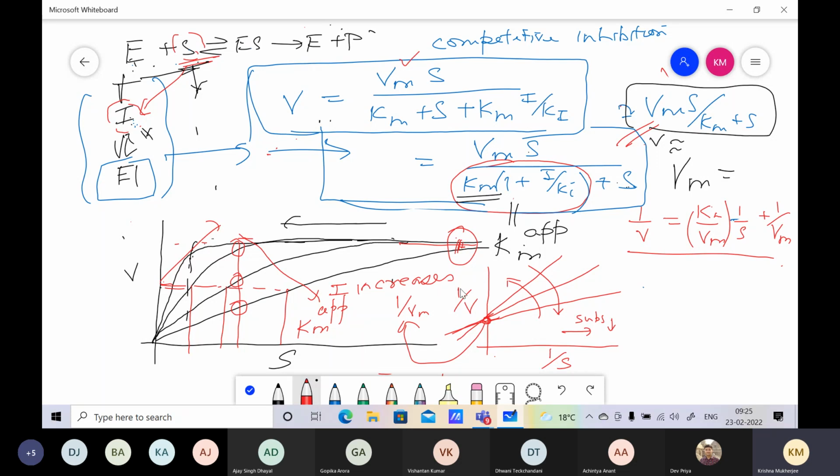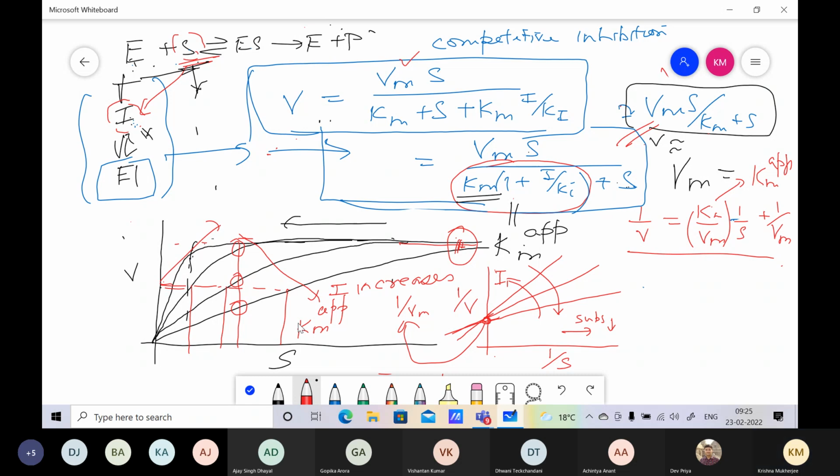So please tell me, if I plot 1 by V versus 1 by S, the slope is Km by Vmax, right? And Km is increasing with increasing inhibitor concentration. This is Km apparent, isn't it? Because what you're plotting is this, so you are using Km apparent. So obviously, this side is I increasing. The slope increases as you increase the inhibitor concentration. And this is what you were supposed to have plotted in the practicals. So I thought you would remember this.